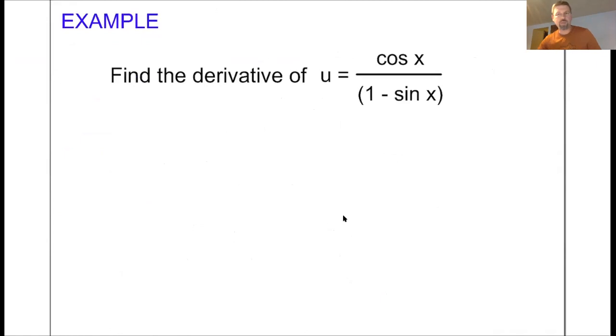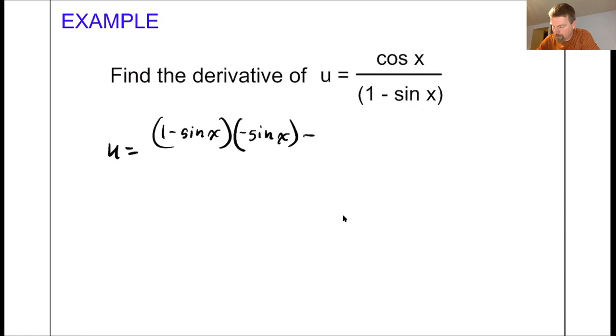Find the derivative of u equals cosine of x all over 1 minus sine of x. All right, testing our knowledge of derivatives. That's a quotient, so it's going to require the quotient rule. Quotient rule is low d high. So low is 1 minus sine of x. D high stands for derivative of the high. Derivative of cosine is negative sine. All right, minus high d low. So minus high is cosine.